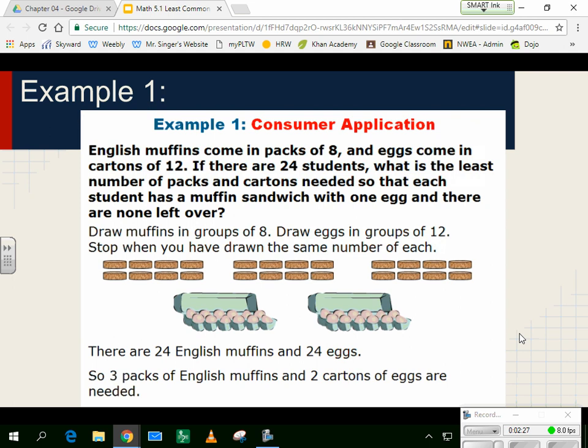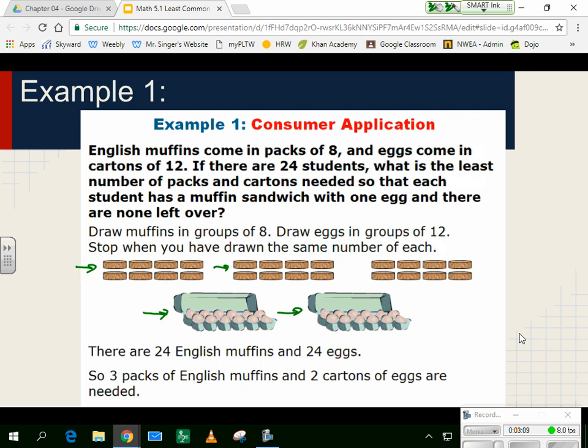So if we drew some pictures, we would try to draw as many as we need to get up to 24 students. So I found pictures and I just made copies. Here's the muffins in groups of what they are sold in, which are 8s. I noticed that if I did 1 pack of 8 and 1 dozen eggs, I don't have enough. I have to buy at least 2 packs of English muffins. When I do that, I see I have 16, but I still will not be able to fit 12 into 16. So I'm going to buy another 12 eggs.